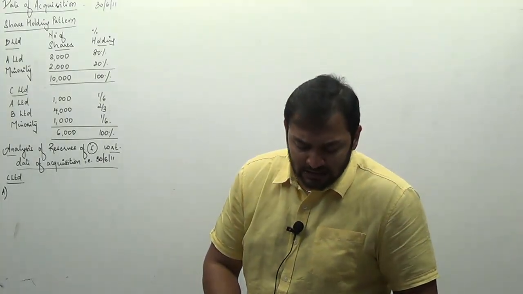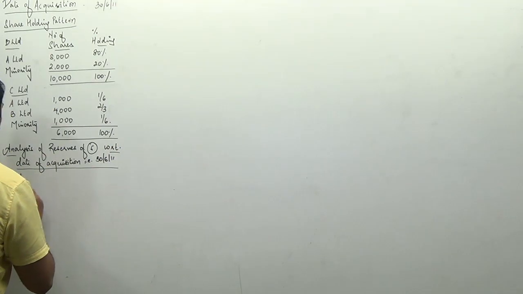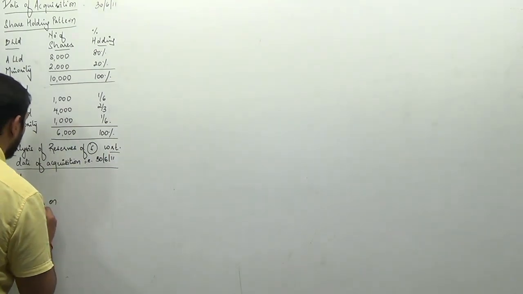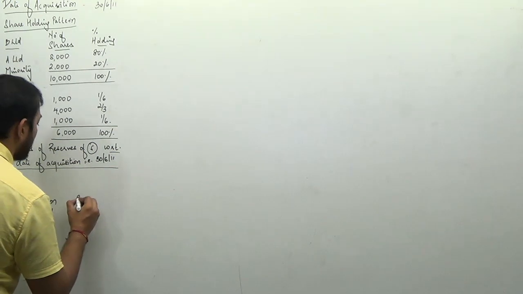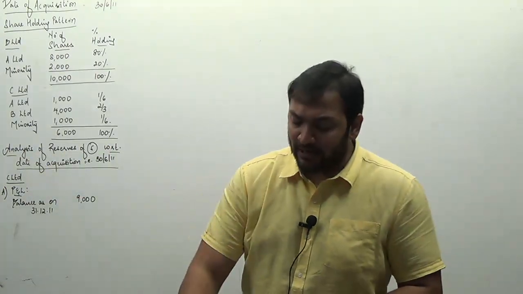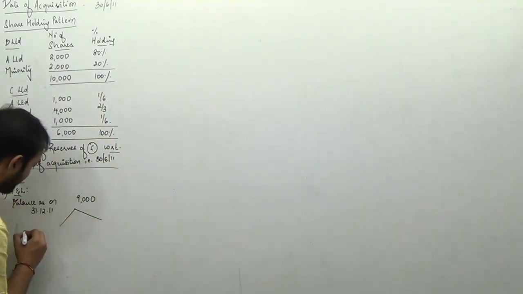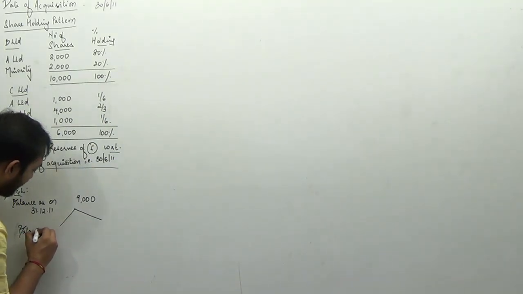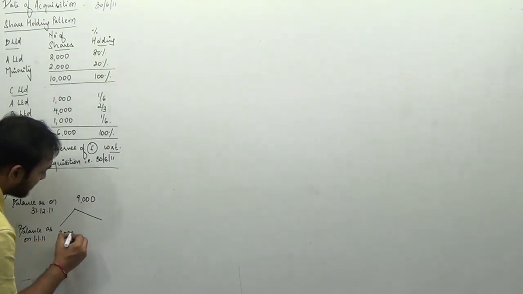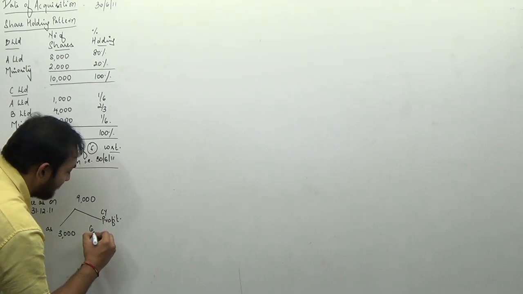Come to the P&L. P&L balance as on 31st December 2011 is 9000. Now, balance at the beginning of the year, P&L, is 3000. Balance on 1st Jan 2011 is 3000. So my current year profit is 6000.